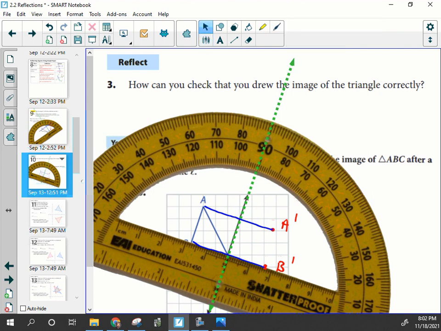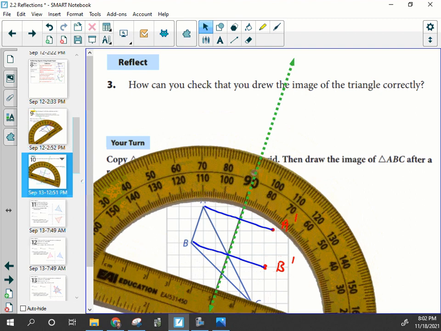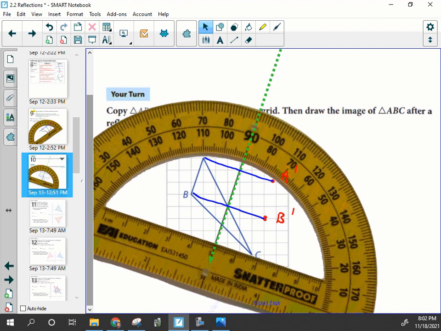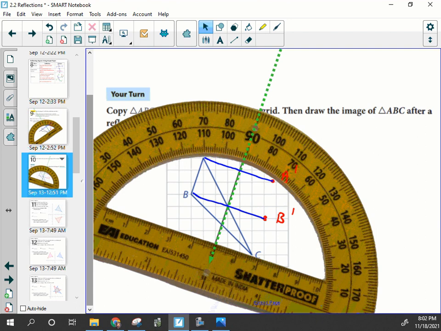And then C. What you'll notice here is C is on the other side of the line, but it doesn't matter. So C is, if I measured, I got 1.7 centimeters to the right of the line. Well, I'm going to put C prime 1.7 centimeters on the left. Now, if I trace the edge of my ruler to draw the line, that shows it.